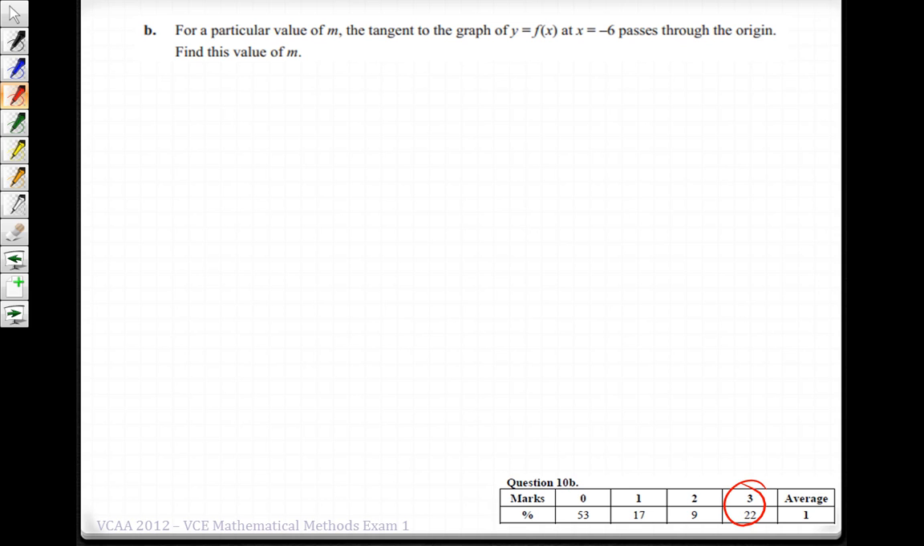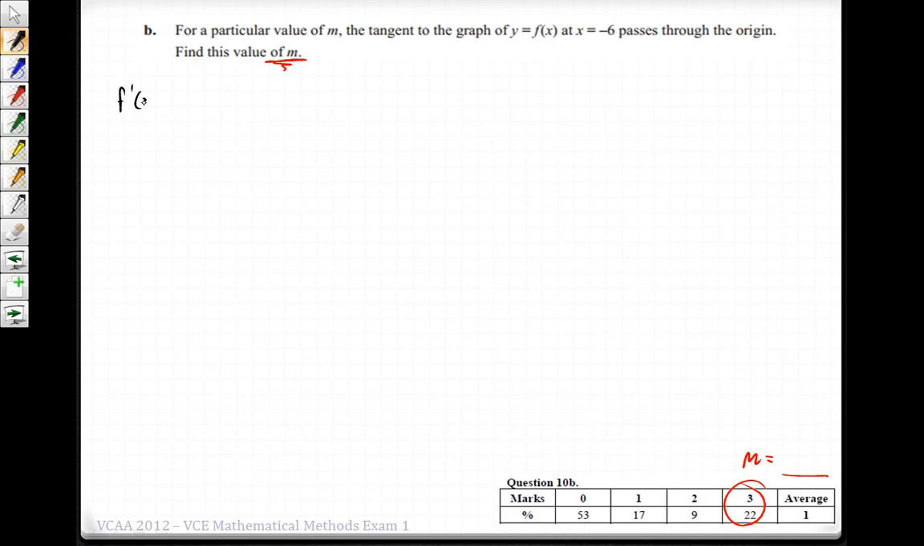So we want to find m. That's what we're trying to do all the way down here. M equals something, and we want to find out what that something is. But we're going to have to use a fair bit of the information we've got previously to actually work out what this is. So we've got, for a particular value of m, the tangent to the graph. So we're dealing with the tangent.